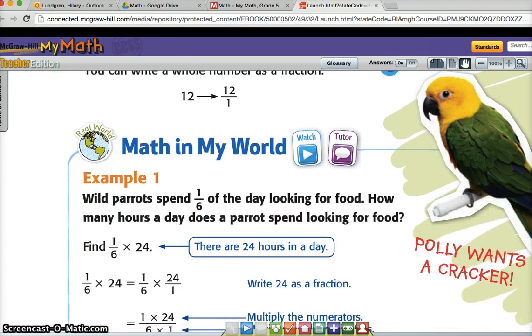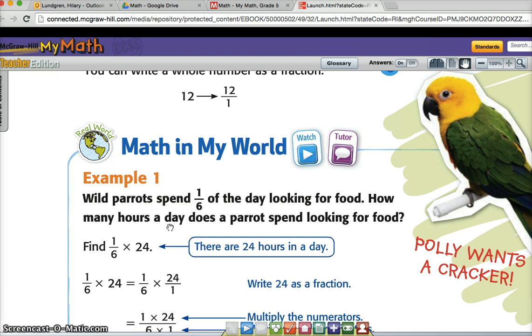So we're going to solve this problem from your book. It's example 1, and it says wild parrots spend 1/6 of the day looking for food. How many hours a day does a parrot spend looking for food? So when I read this problem, I know that I'm going to be taking this fraction and multiplying it by a number that represents the total hours in a day because it says hours a day. I know that there's 24 hours in one day.